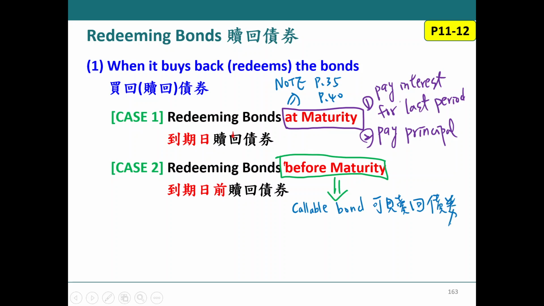Okay, so for normal bond, could you do that? You cannot, okay? Only callable bond, you could do that. So what does it mean, callable bond? You issue the bond, but at the issue date, you make a deal with investors, creditors, to tell them you could do that, okay? So for the callable bond, remember, only callable bond, you could do that.